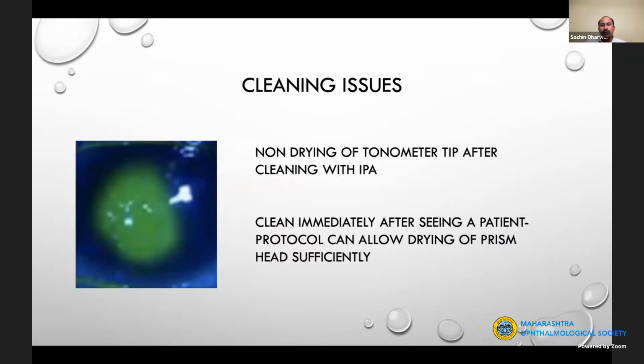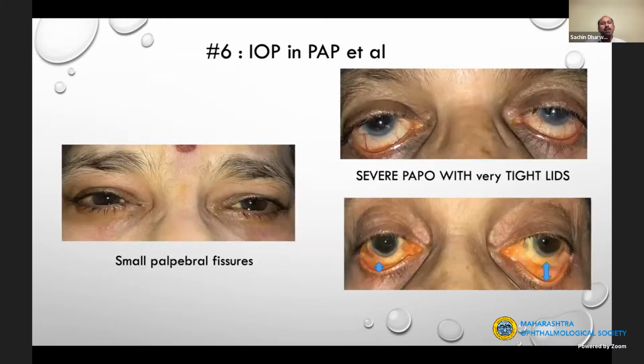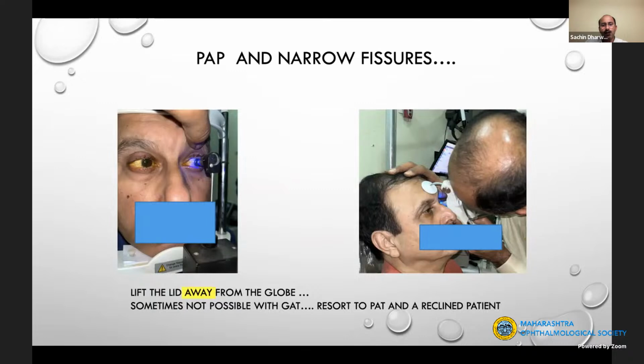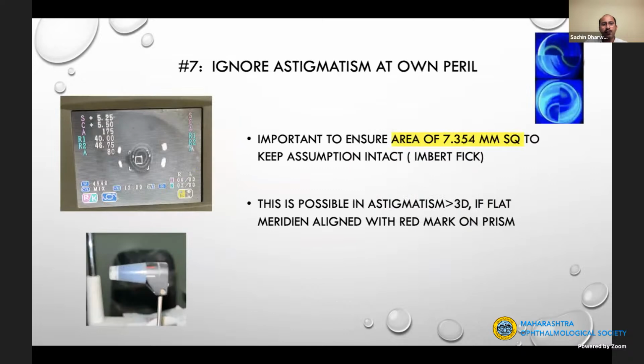So you clean immediately after seeing the patient so that it can allow the drying of the prism head sufficiently and prevent this. Intraocular pressure in the era of periorbitopathy is a very big problem. Palpebral fissures are narrow. Even retracting a bit of fissure can increase the intraocular pressure by a lot. So the ideal technique is to pull the eyelid away and not pull the eyelid up. You have to pull it away from the eyeball as shown in the figure, or sometimes you may have to resort to reclining the patient and using a Perkins applanation tonometer instead of a Goldmann's to prevent the inadvertent pressure on the globe.